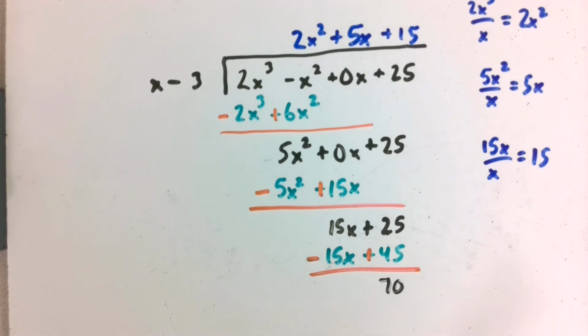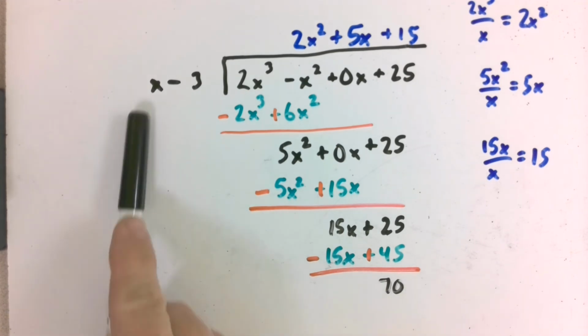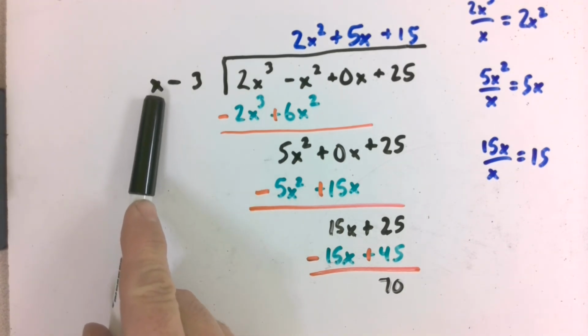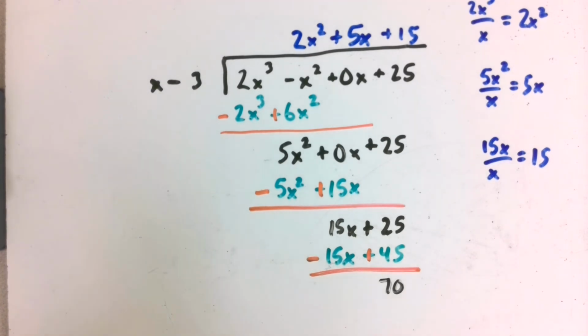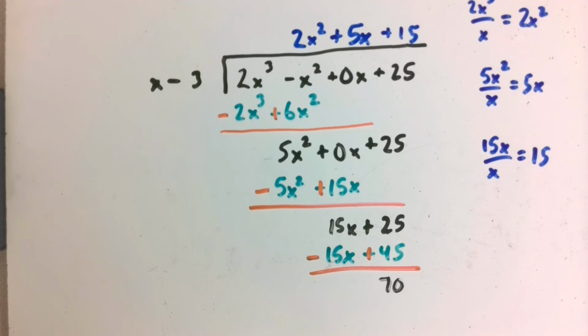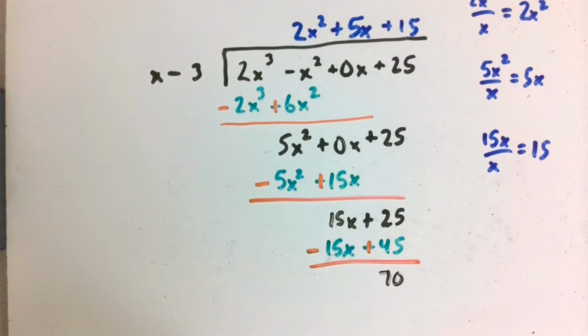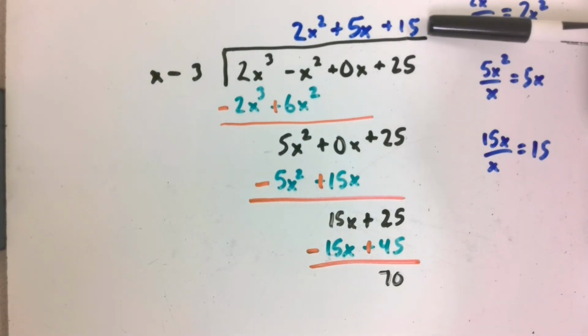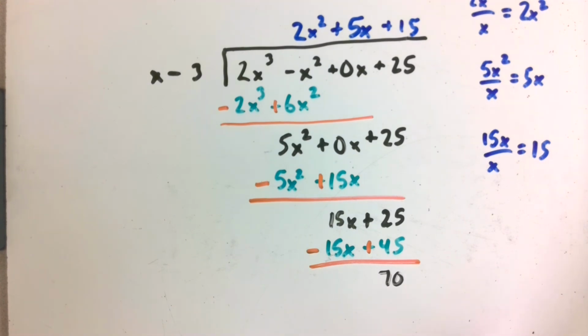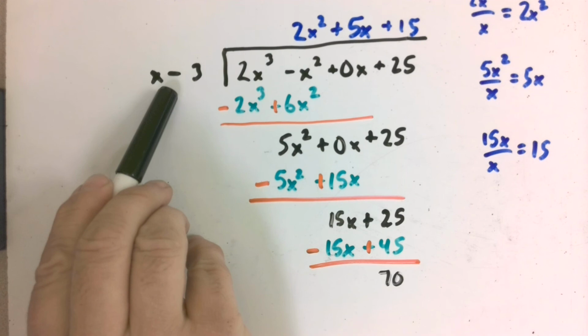And now I'm done with our long division process because my power of x here, well, there's no x at all, so that's x to the 0, is smaller than my lead term out here, which is an x to the first power. The only thing I need to do to finish the problem up is to write down our final answer. Final answer is our quotient, what we wrote up at the top, plus a fraction, and the fraction is going to be our remainder divided by our divisor.